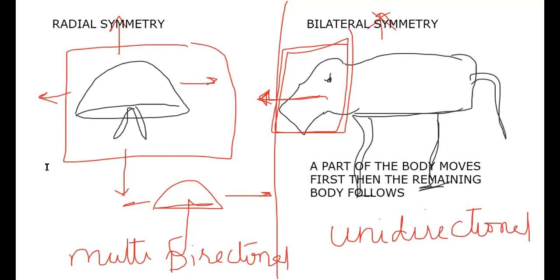During locomotion in radial symmetry, we are not taking sessile forms, like polyp forms or Hydra. We are taking medusa, at least it will move. When a part of the body moves first, then the remaining body follows, that we said is unidirectional in the bilaterally symmetrical animal. Here, the whole organism moves.